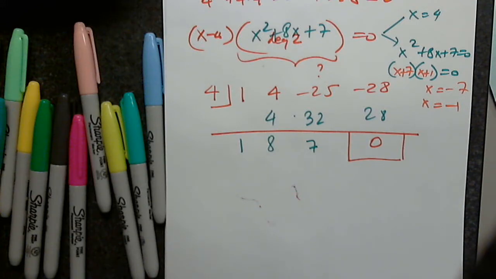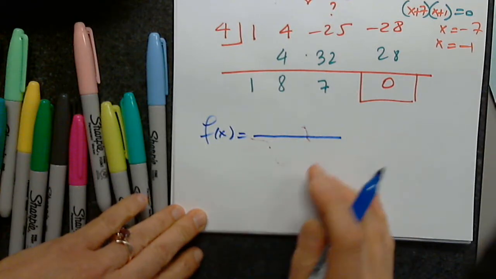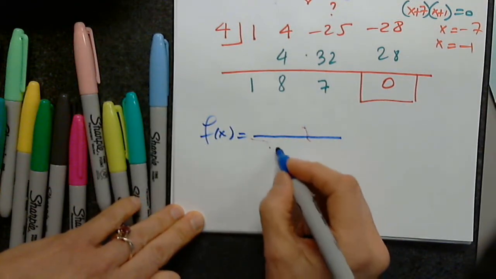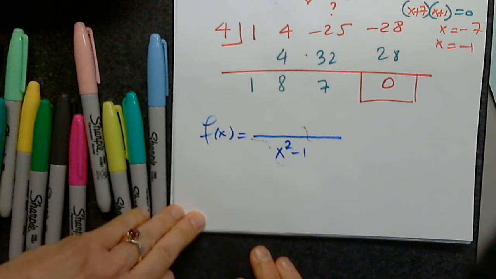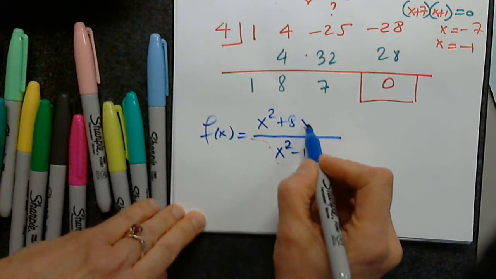Okay, very good. Very good question. So let's take a look at f of x equals x squared minus 1 over x squared plus 8x plus 7.